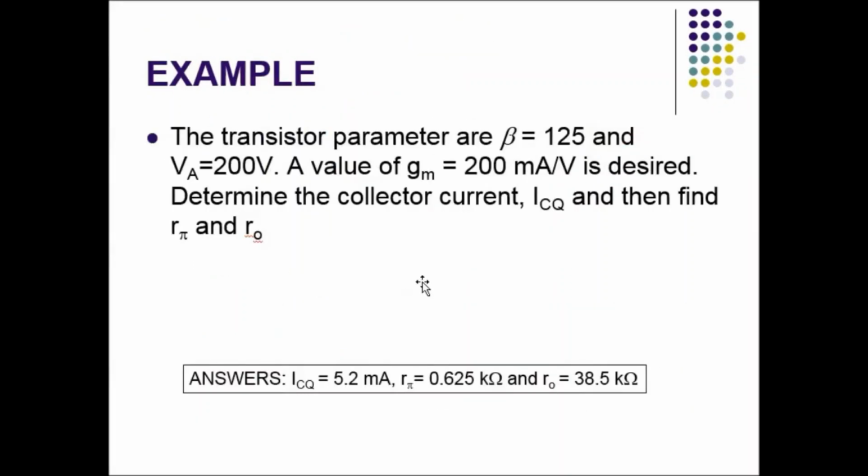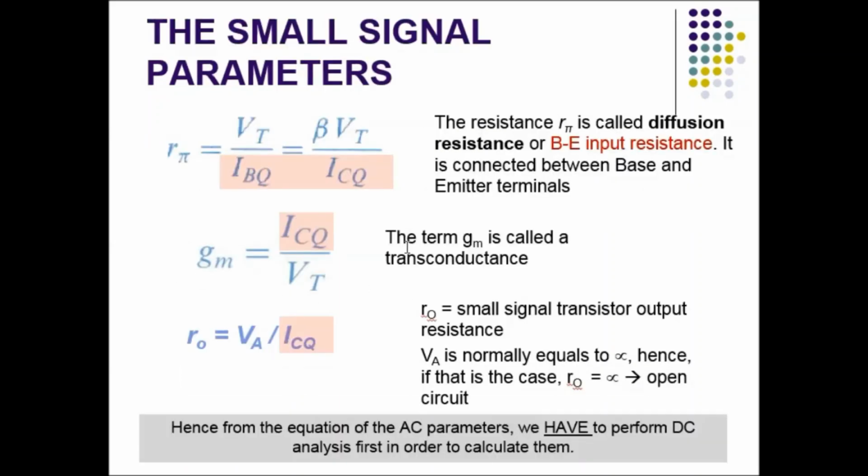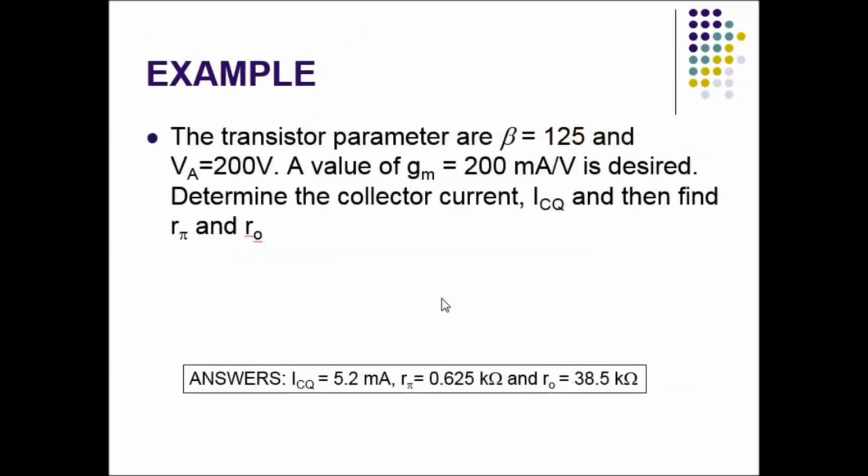This example is very straightforward. You are given all the parameters and you are asked to calculate IC and then compute r-pi and ro. Again, this is just an example where you're going to use the small signal parameters here. You can try it out and the answers are given to you.